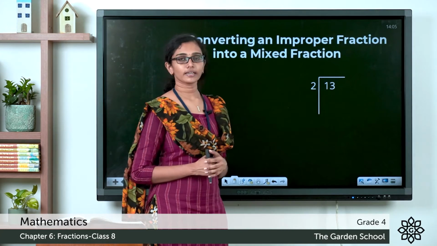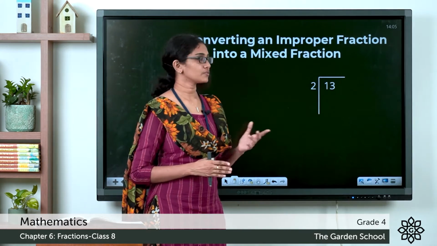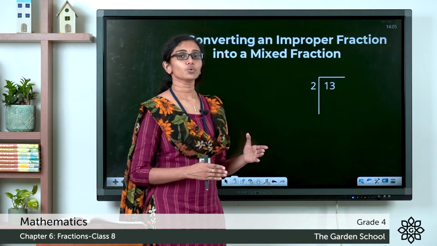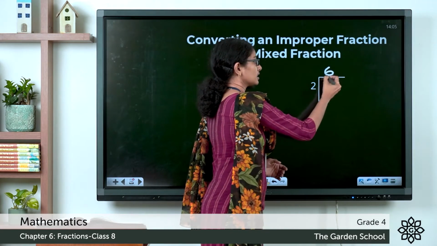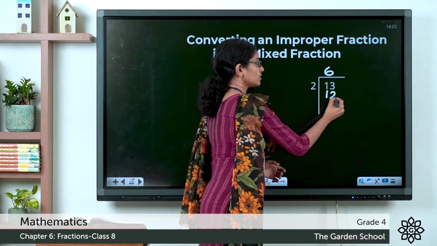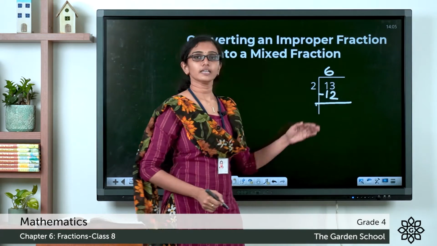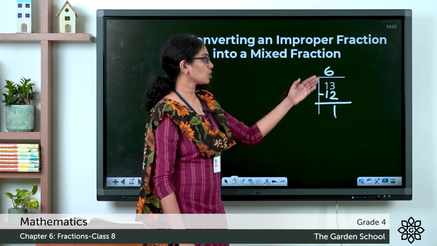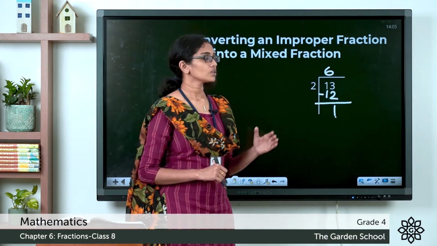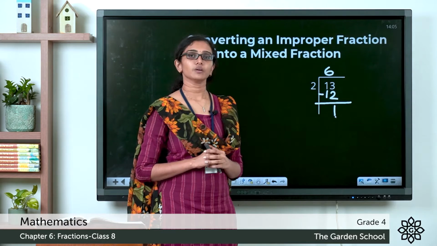Now 13 divided by 2. How many 2's will go in 13? Let's recite the table of 2, and we get 2 6's are 12. So let's write that here, 2 6's are 12. Writing the numbers properly and subtracting them, we get 1 as the remainder. No more digits to bring down also. So there we get a remainder 1.